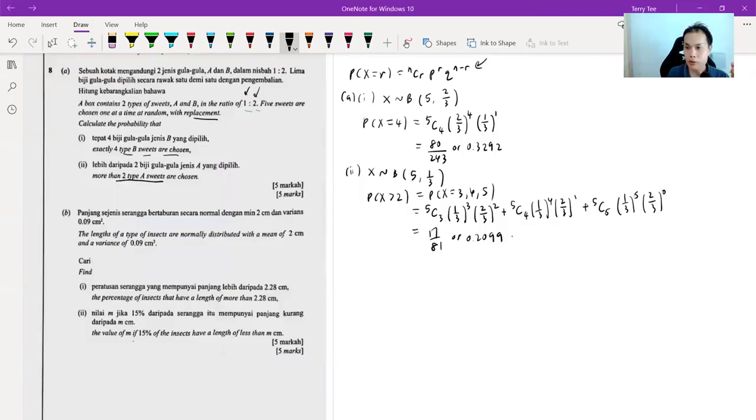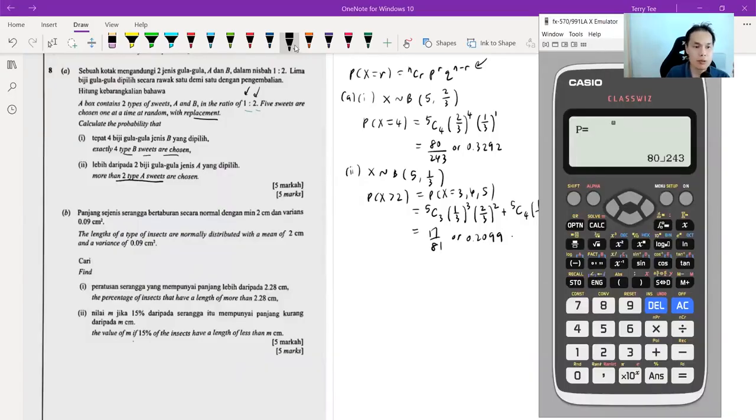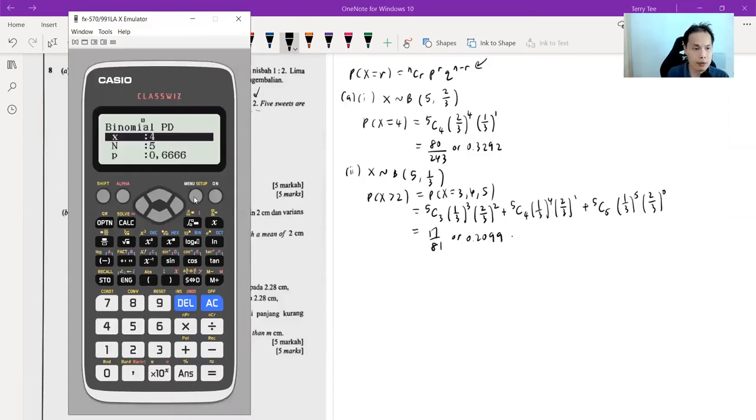If you want to use this calculator, you can do the same. On this calculator there are 2 functions you can use. One, you stick back to PD. Go to menu 7 for distribution, then number 4, binomial PD. Go to list, which means we list out the numbers that we want: 3, 4, 5. Just press equals. My n is still 5. My p is not 2 over 3 now, it's 1 over 3. I press equals. There you go. The only thing is I have to add them up.